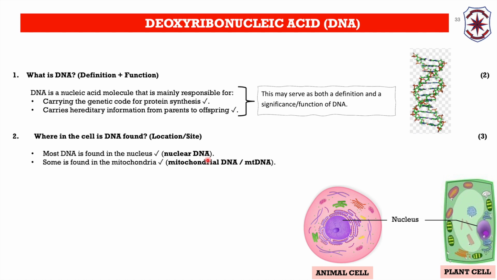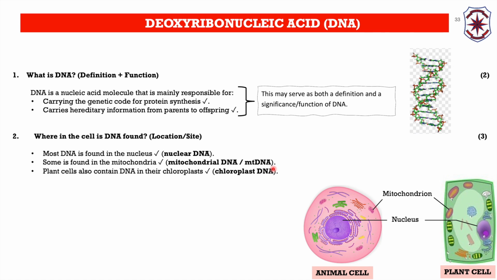Okay. The second location, some is found in the mitochondria. Where is the mitochondria? There is the mitochondrion in the plant cell, and there's another mitochondrion in the animal cell. Remember, one mitochondrion, many mitochondria. Now, the DNA that is found in the mitochondria is called mitochondrial DNA, abbreviated as small m, small t, capital DNA. All right.